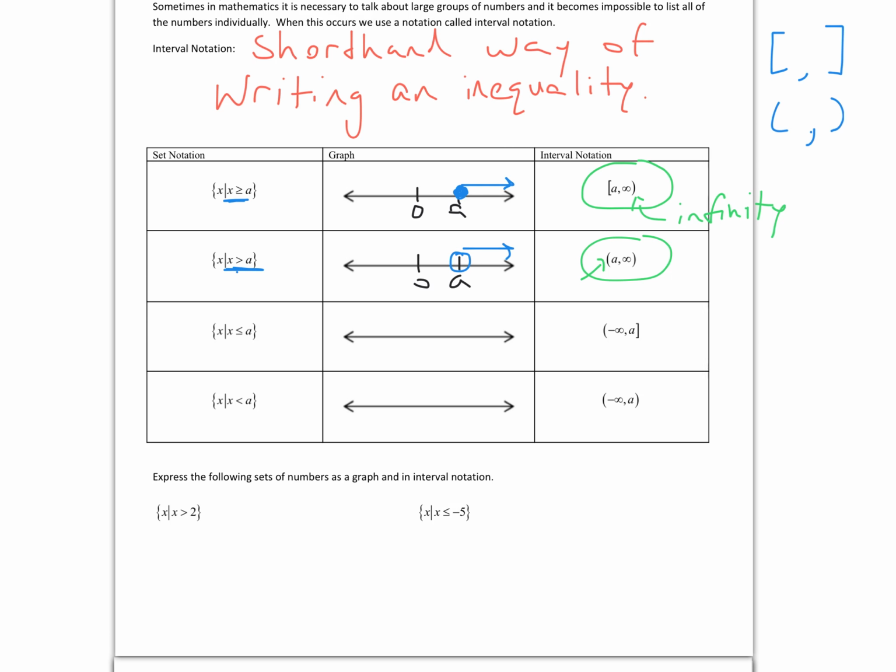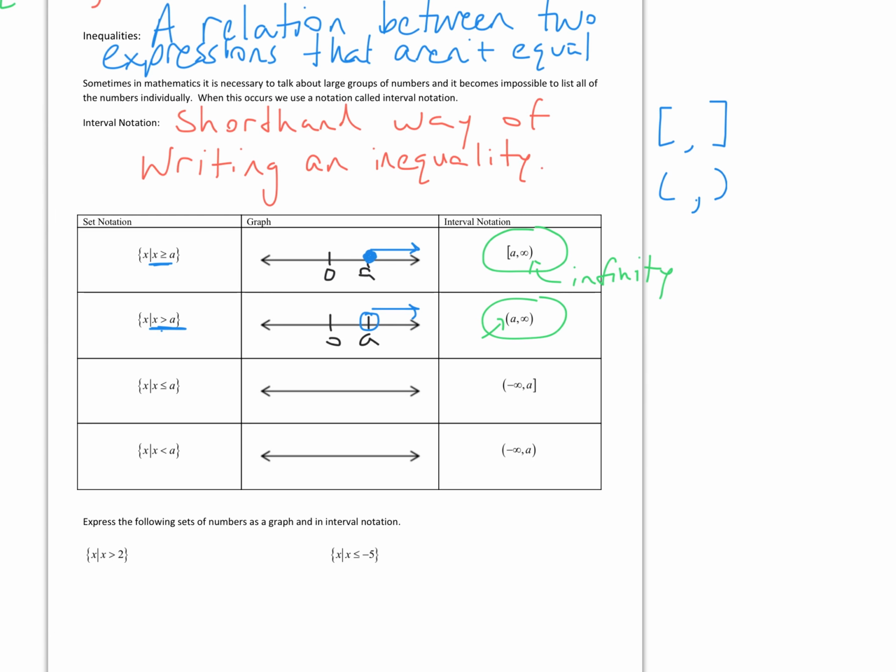So if we go back to what we started up here, the closed bracket, think of as include those numbers. So if you need to include that number, it's closed. Open, don't include these numbers.